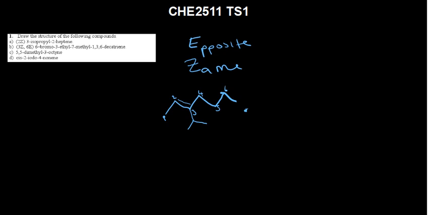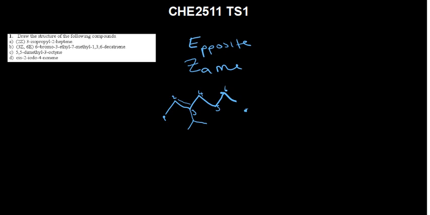And once we do this, we try to verify the name. The name is 2Z. 2Z means the highest priority groups are on the same side. When you look at the double bond, it is between carbon number 2 and 3. So at each carbon you assign priority to the groups that are attached on carbon number 2, and again on carbon number 3. So how do we do that?